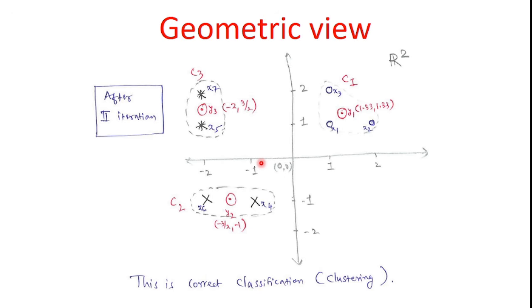Fine. And finally, this is how your geometric view will look. For cluster 1, the data points are x1, x2, x3, and you can frame a group with a mean of 1.33, 1.33. The second cluster can be framed like this, with data points x4 and x6 with a mean of minus 3 by 2, minus 1. And the third cluster is a combination of x5 and x7, and it forms a mean of minus 2, 3 by 2. And this is the correct classification using the k-means clustering algorithm.